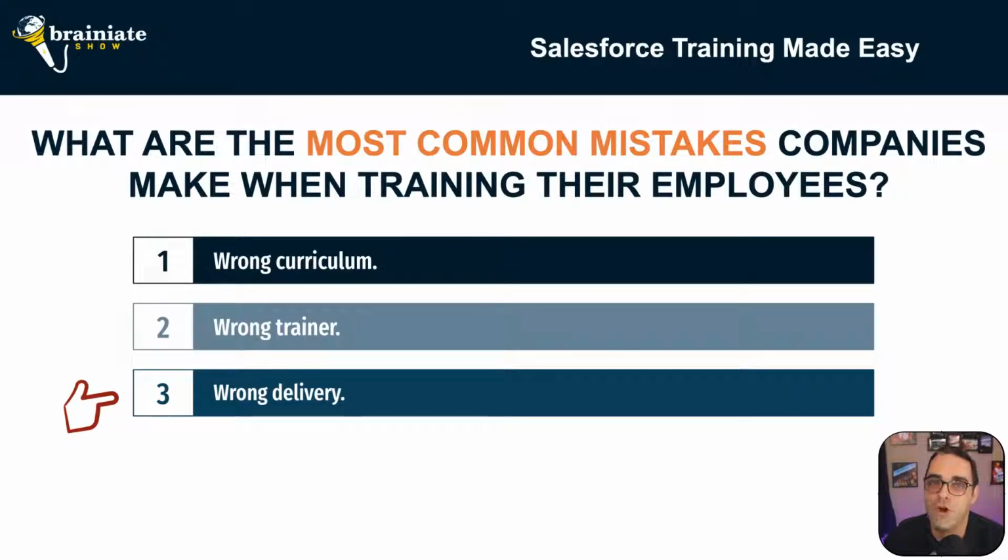Sometimes it's the wrong delivery. The wrong delivery could mean they spent a total of 1 hour on Salesforce training. You roll out Salesforce for an entire organization. You spend thousands, tens of thousands, hundreds of thousands, millions of dollars on the implementation and spend a grand total of 1 hour on the training.